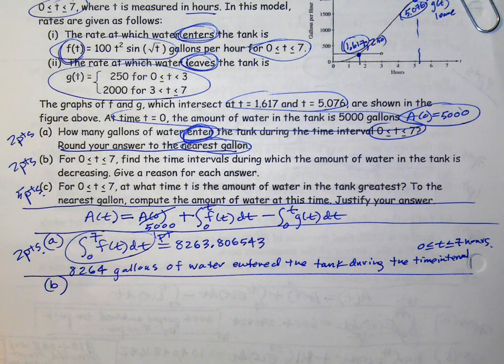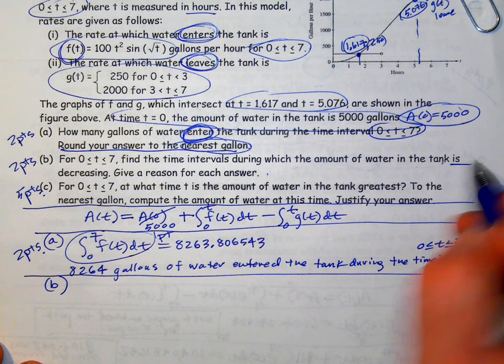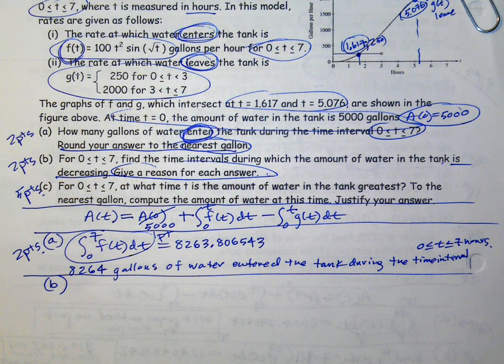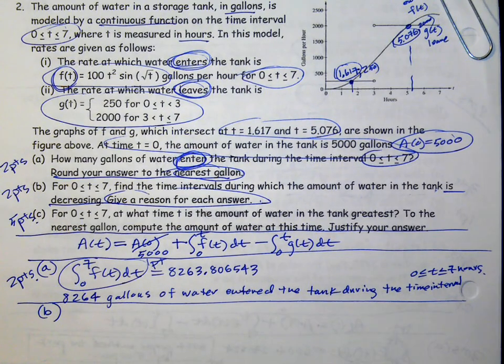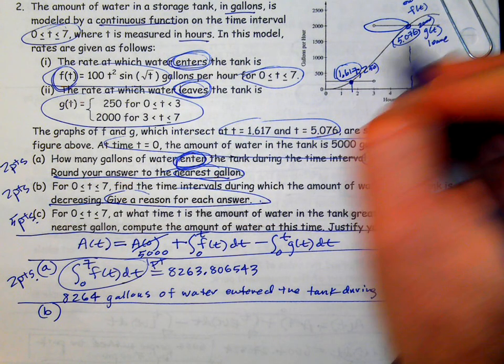B, from 0 to 7, find the time intervals during which the amount of water in the tank is decreasing. Give a reason for your answer. Now, decreasing means getting less and less, negative change, negative rate, negative derivative. So we're looking for where it's a negative derivative. Now, we could look at the picture, I think, and figure that out. The water's decreasing when the leaving rate is more than the entering rate.